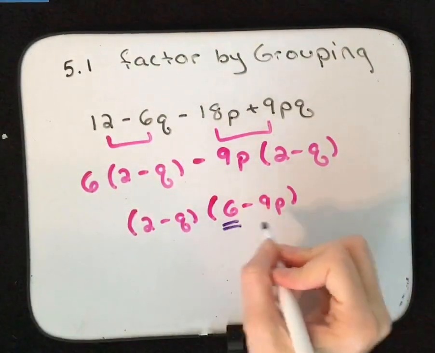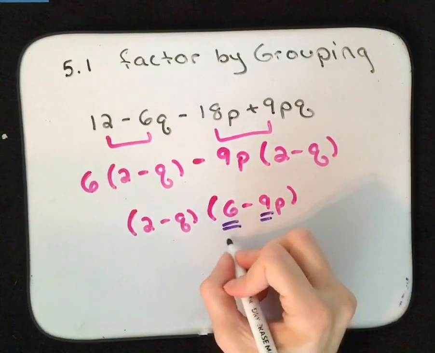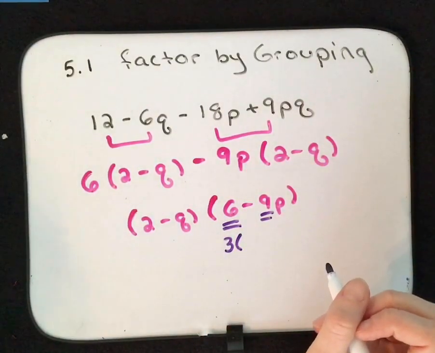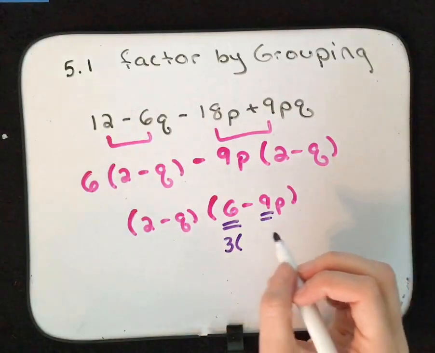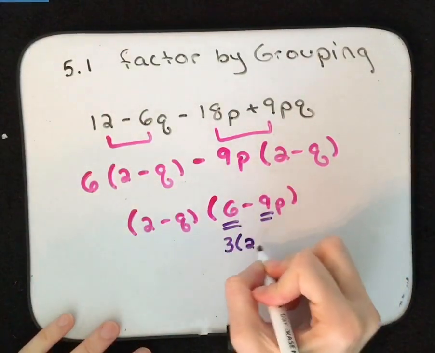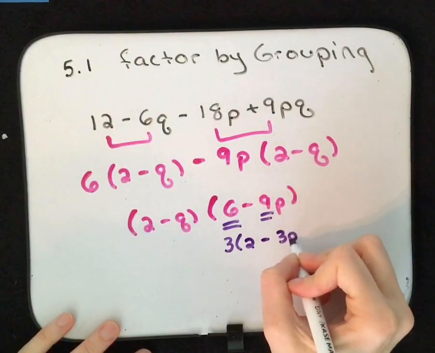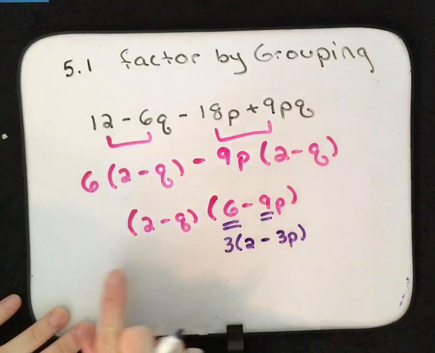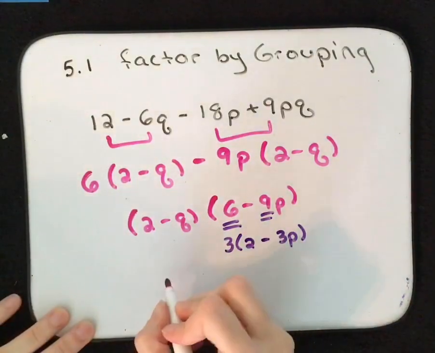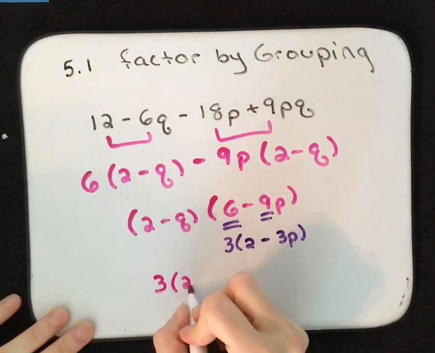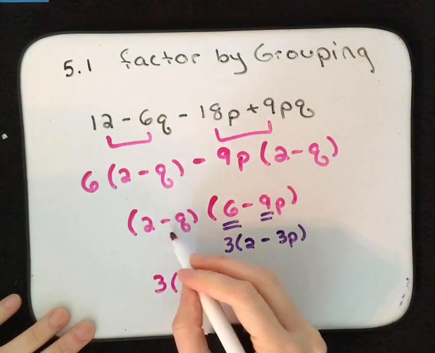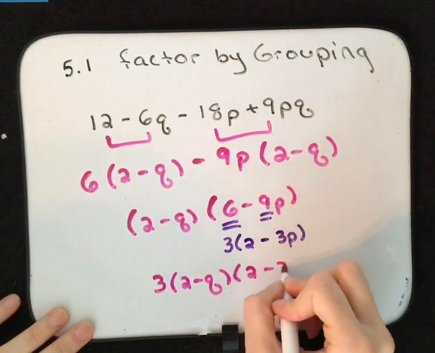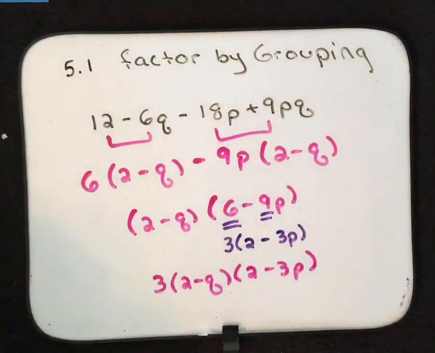See that 6 right there? See that 9 right there? They both have a 3 in common, which means I can take this one step farther. If they both have a 3 in common, that means I can pull a 3 out, so here we're left with 2 minus 3p. So the finished factored form, let's just move that 3 all the way to the front so it doesn't get lost. So there's our 2 minus q, there's our 3, and there's our 2 minus 3p.